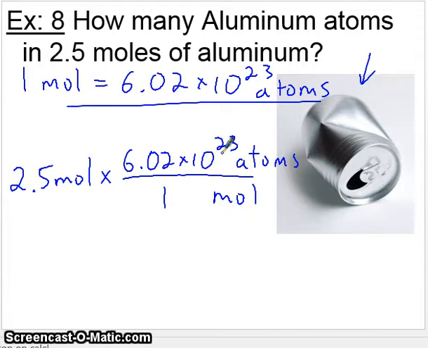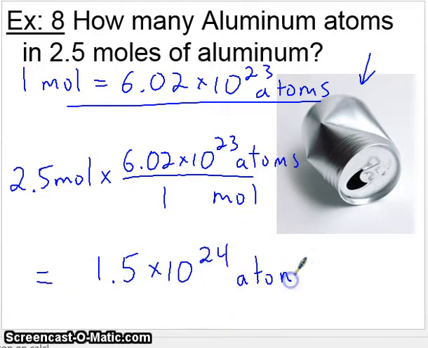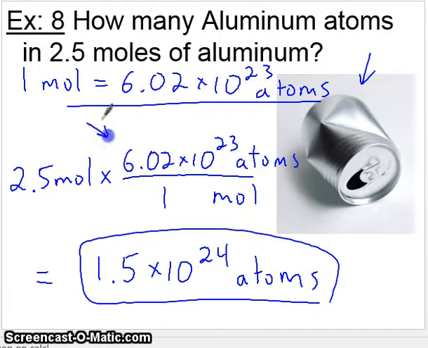Now, you'll have to put this into your calculator, and I will show you how to put this into your calculator. Try it on your own, and see if you come up with this number. Go ahead and try 2.5 times 6.02 times 10 to the 23rd. You should get yourself an answer that looks like this: 1.5 times 10 to the 24th atoms. It should be a big number because we're multiplying by a big number.